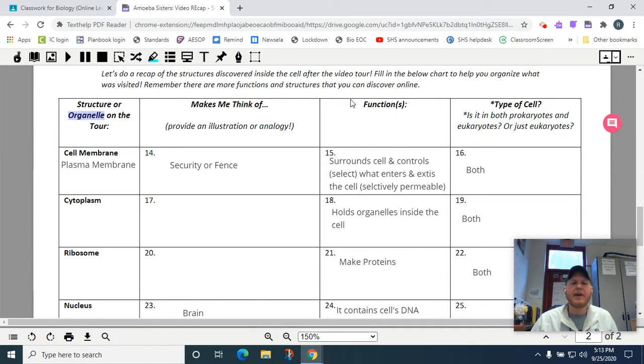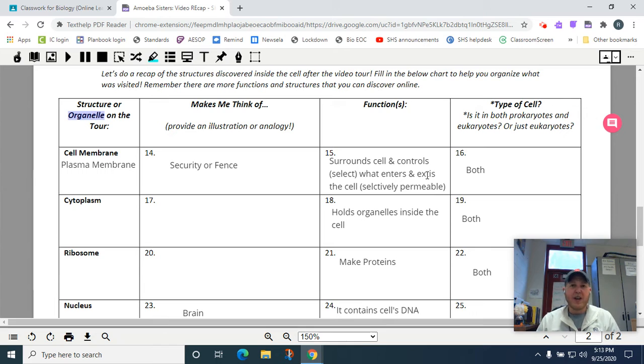So the cell membrane, the function or the job is it's going to surround the cell. It's the thing on the outside, so it keeps everything inside the cell, and it's going to control or select what enters and exits the cell. This idea is called selectively permeable. So the cell membrane is going to select what can come in, it's going to select what can go out.